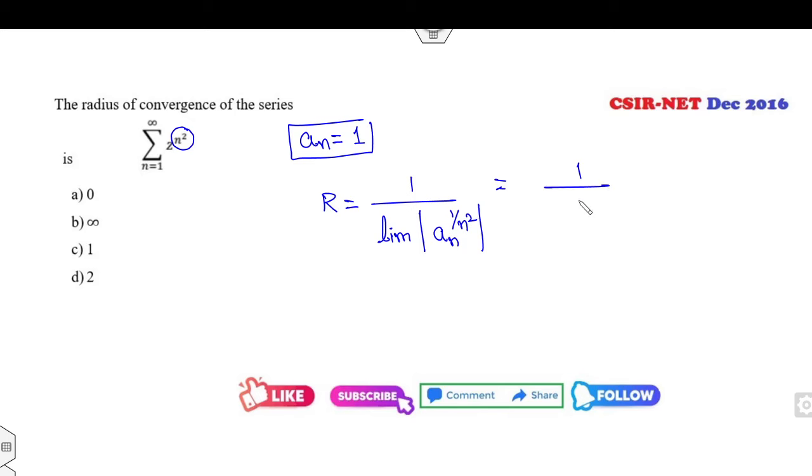So what is the right answer of this problem? Limit of 1 raised to the power 1 over n squared as n approaches infinity. When n approaches infinity, it is 1 raised to the power 0. So 1 is the right answer of this problem. You can see that only a couple of seconds are needed to solve this problem.